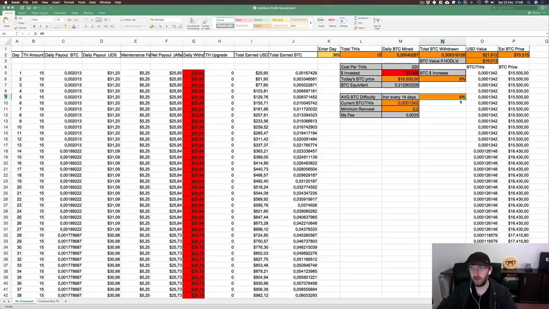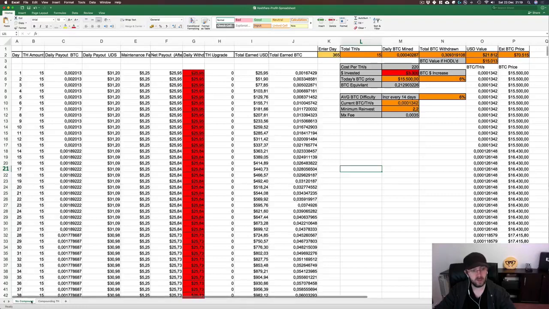So, a quick recap before we move to the fun part. We make an initial investment of 3,300, which will equal 0.21 Bitcoin if the Bitcoin price is 15,000. We estimate a 6% increase every 14 days, and also a 6% increase every 14 days for the difficulty. With this initial investment, we will get 15 terahashes, and if we want to upgrade, every new terahash will be $2.2. So now we can take a look at both examples.